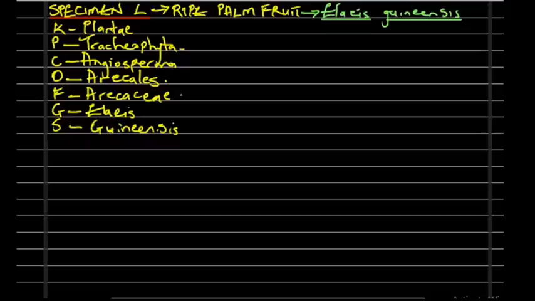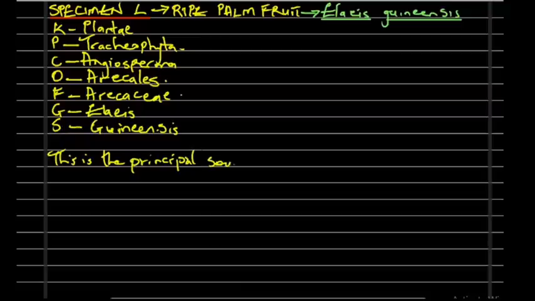So let us dive into explaining what we need to know about this. This is the principal source of palm oil. The palm fruit is the principal source of palm oil. You cannot have palm oil without having this fruit.